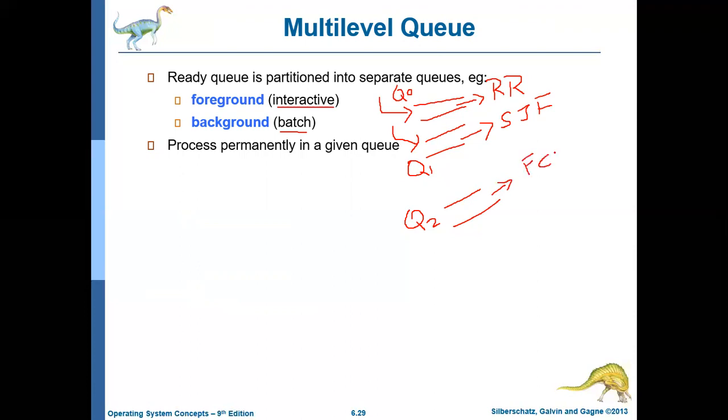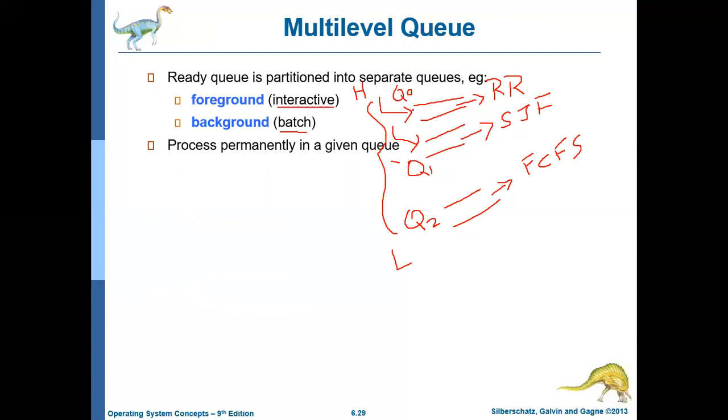And also there will be some priority between the queues. Say for example, we may say that Q0 has the highest priority, and Q2 has the lowest priority. So you may say that Q0 has the highest priority, the next highest priority goes to Q1, and Q2 has the lowest priority.